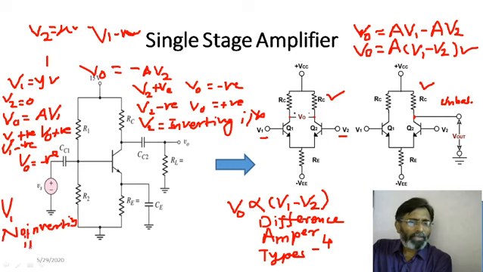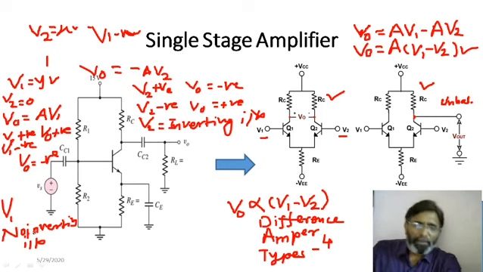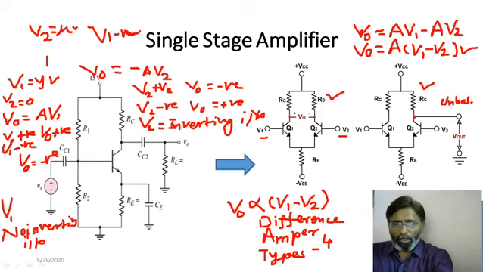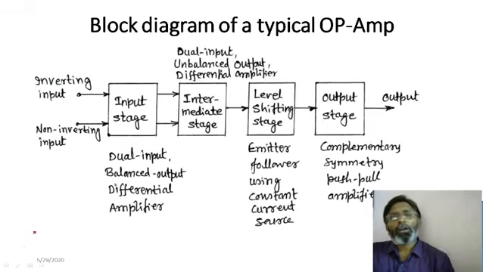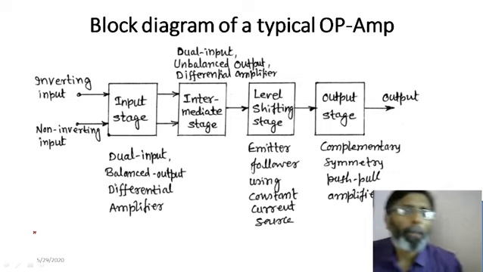Okay. So, this is known as the non-inverting input. These 2 inputs, V1 is known as the non-inverting input, and V2 is known as the inverting input. So in this difference amplifier, one input V1 is the non-inverting input and V2 is the inverting input. So, these are the 2 inputs. With this knowledge, now we will see the block diagram of the typical op amp.